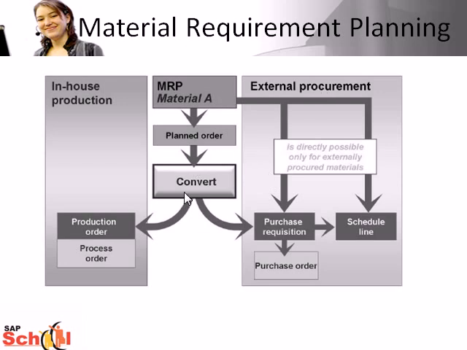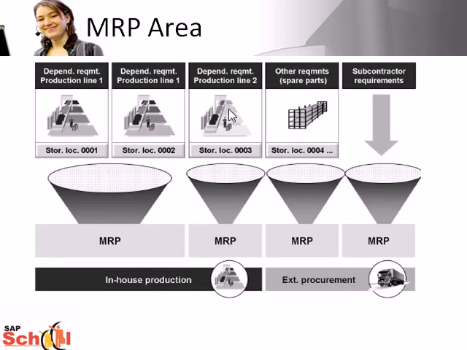in-house, then it can raise an appropriate purchase requisition if you want to procure it externally, or create a planned order if you want to manufacture it in-house. Now there's another way by which a planned order may be converted either to a production order, or this can go back to creating a purchase requisition. This brings us to the concept of the MRP area.